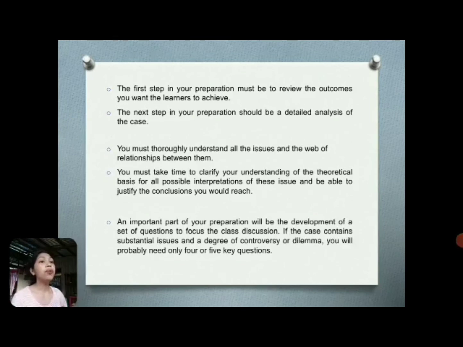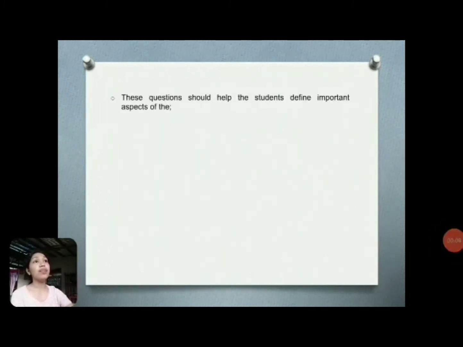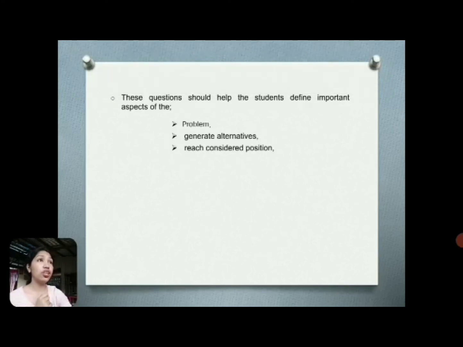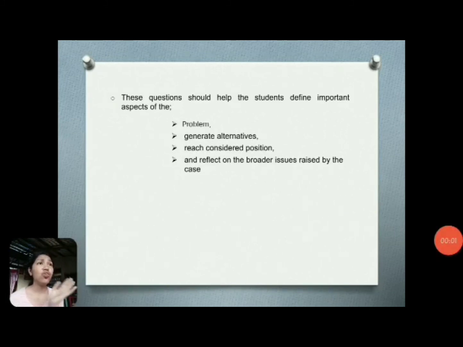Okay? An important part of your preparation will be the development of a set of questions to focus the class discussion. If the case contains substantial issues and a degree of controversy or dilemma, you will probably need only 4 or 5 key questions. These questions should help the students define important aspects of the problem, generate alternatives, reach a considered position, and reach an understanding of the broader issues raised by the case. And yes, try to anticipate how the students might react to the case and to the questions that you will use to guide the discussion.